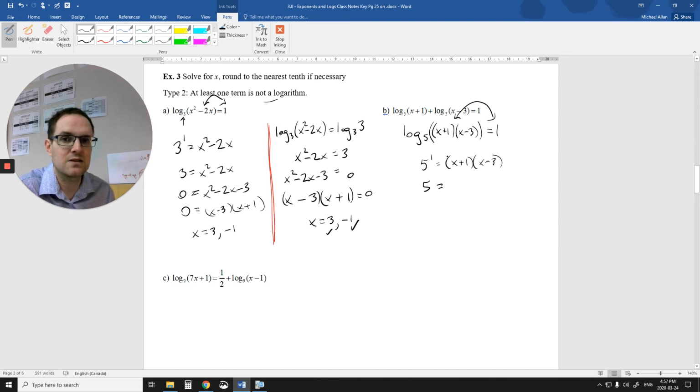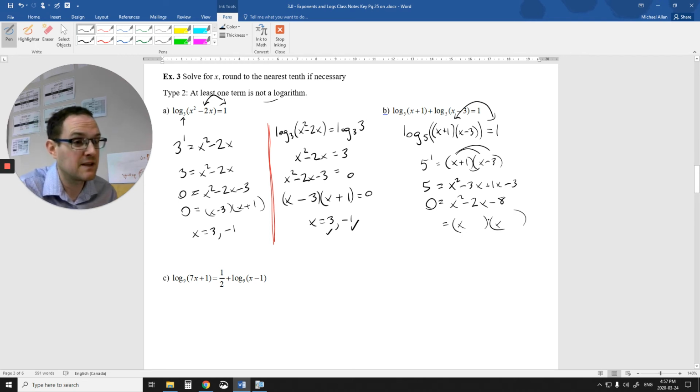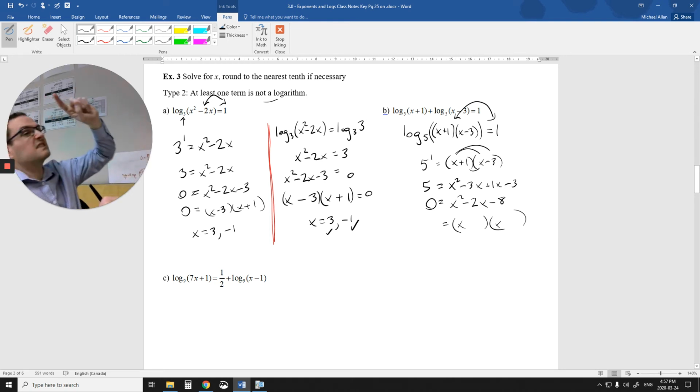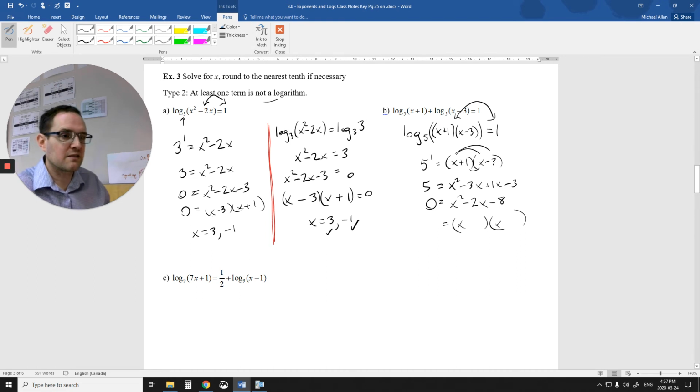But we have to change it into a regular quadratic, so we're going to do the distributive property. So x squared minus 3x plus x minus 3, and make it equal to 0. What do we get there? So we get minus 8. Can I factor this? It's always kind of convenient that we get quadratics that we can factor. Otherwise, we're going to have to use the quadratic formula.